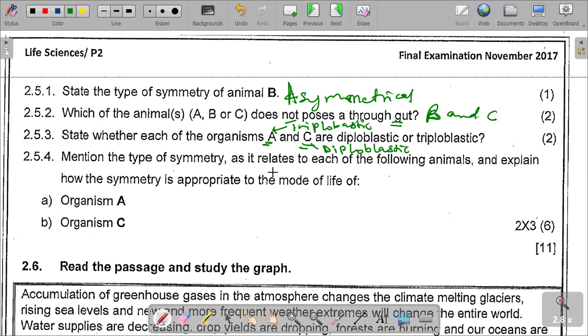And then mention the type of symmetry as it relates to each of the following animals, and explain how the symmetry is appropriate to the mode of life of A. In this case, A has bilateral symmetry. It leads to cephalization.